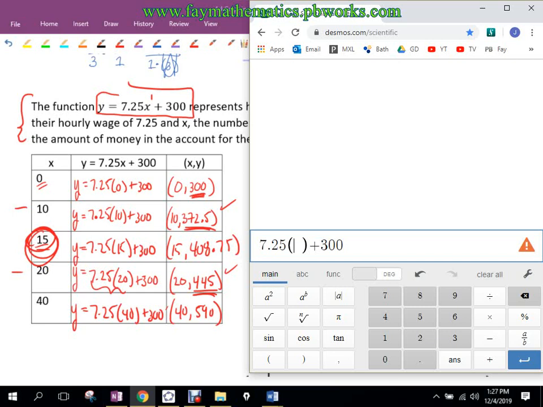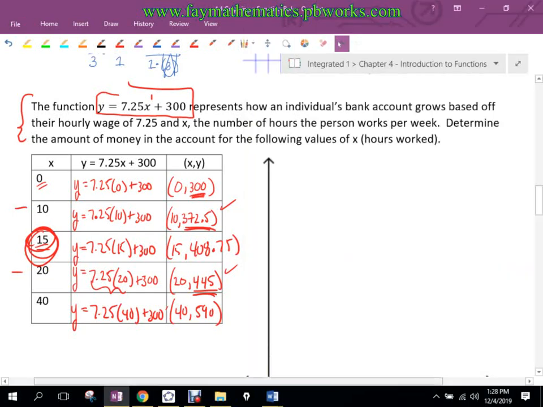So let's put, obviously, 0 in there. Gives me 300. Let's put 10 in there. It gives me 372.5. Let's put 15 in there. 408.75. Put 20 in there. 445. Put 40 in there. 590, right? So those data points are confirmed that way.